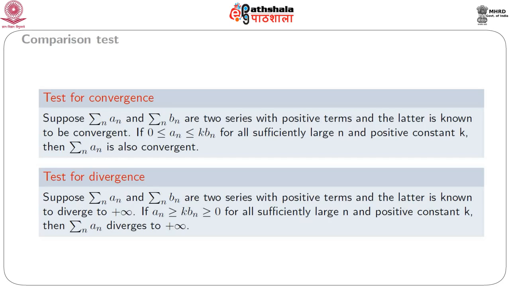Next, consider the corresponding test for divergence. Again, suppose summation an and summation bn are two series with positive terms and the latter is known to diverge to plus infinity. If an is greater than or equal to k times bn, which is greater than or equal to 0, for all sufficiently large n and positive constant k, then summation an also diverges to plus infinity.